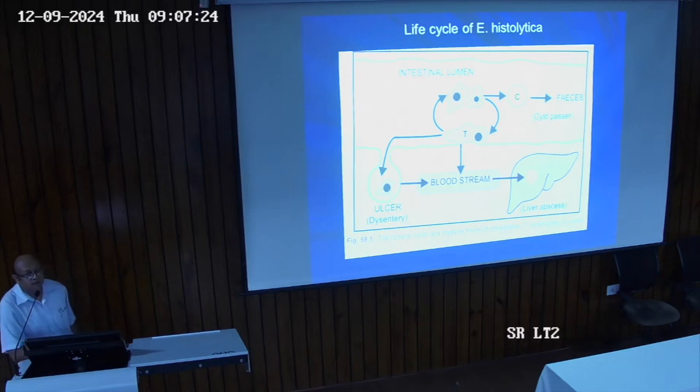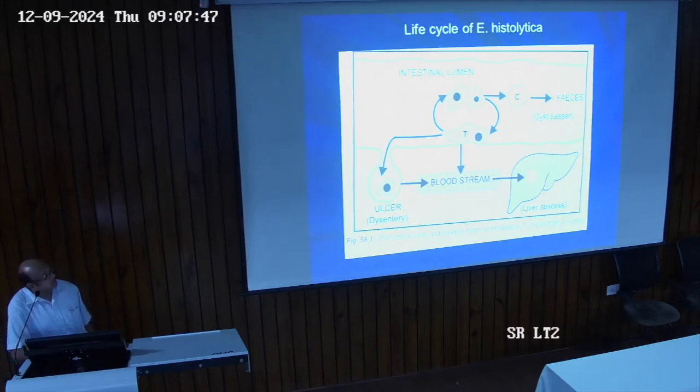So a lot of alcoholic patients come to the hospital with liver abscess. Liver, due to alcohol, is already not working well, and then there is superimposition of this kind of protozoal infection leading to liver abscess. And another thing is that it can result in intestinal ulcer formation.